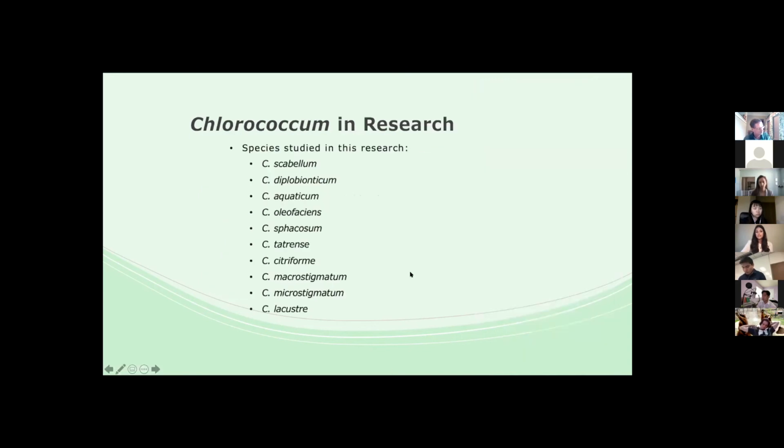I was able to work with 10 of the Chlorococcum species, and these are the ones that I was able to work with: Scabellum, Diplobionicum, Aquaticum, Oleophasians, Sphacosum, Tetrenzi, Citriform, Macrostigmatum, Microstigmatum, and Lacustri.